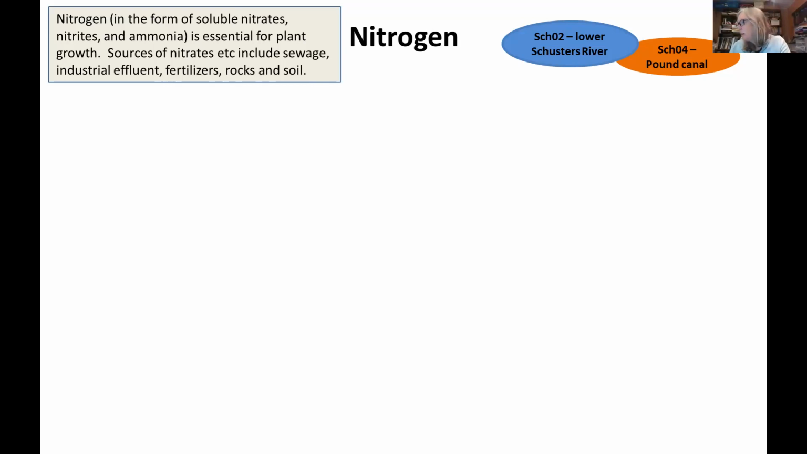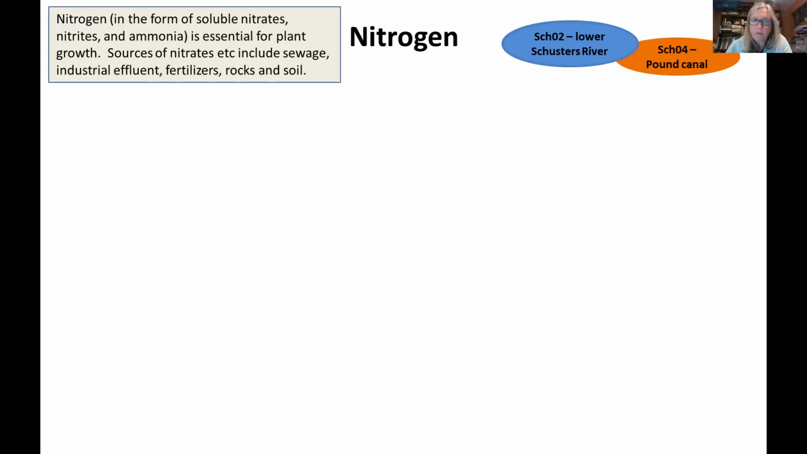Great. I'm going to carry on just in the interest of time, so we can get past the data and get to the questions. But my next analysis was looking at nitrogen, which is always looked at in three broad groups: the nitrates, nitrites, and ammonia.